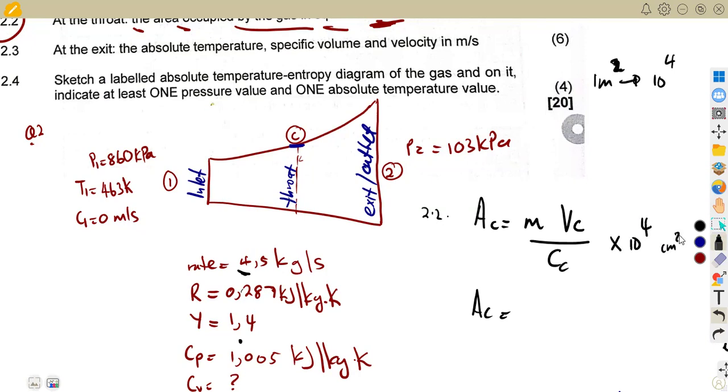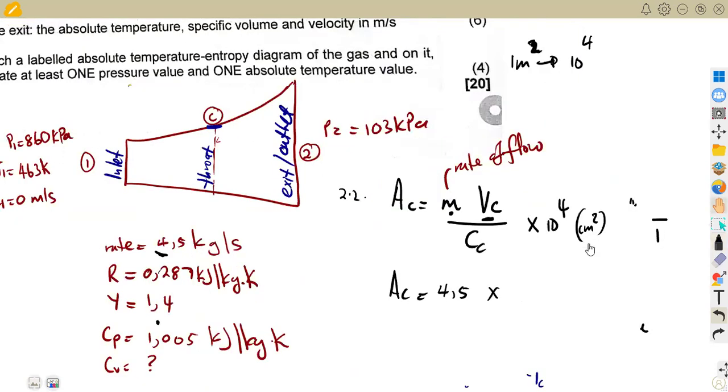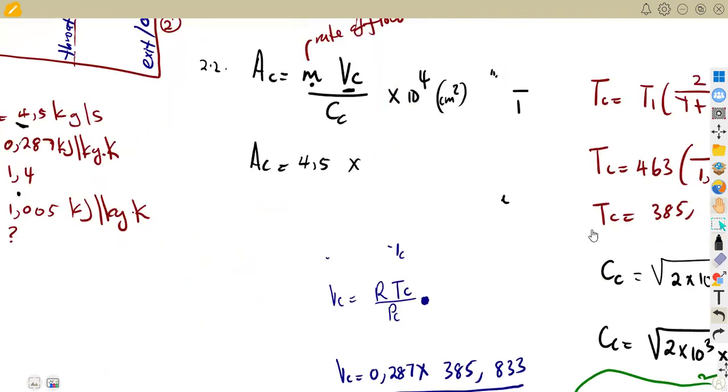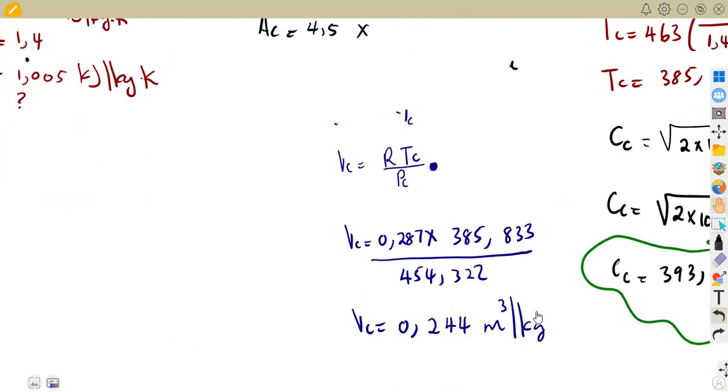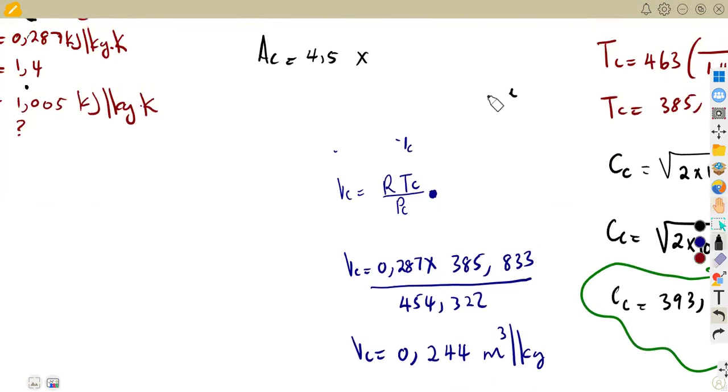Your answer is going to be in square centimeters, okay? So this is the flow rate, the rate of flow that you are given, so it will be in kilograms per second. That is 4,5, times the specific volume at the throat, VC. We calculated VC at the throat. Remember, we have that one here, that was VC here, 0,244.